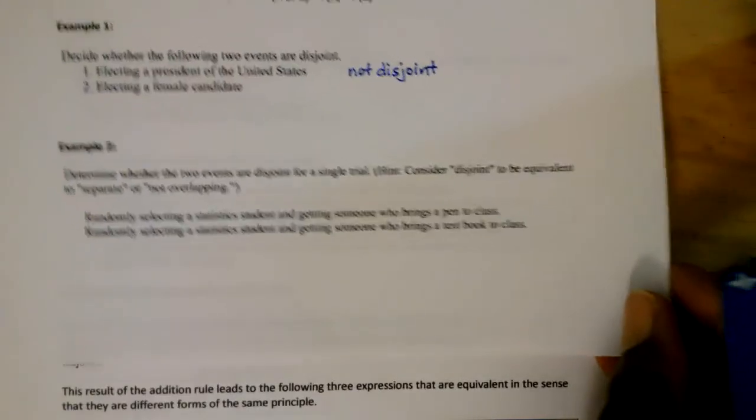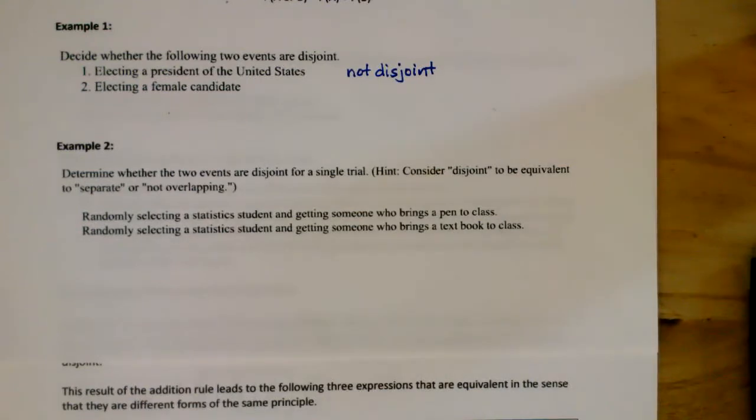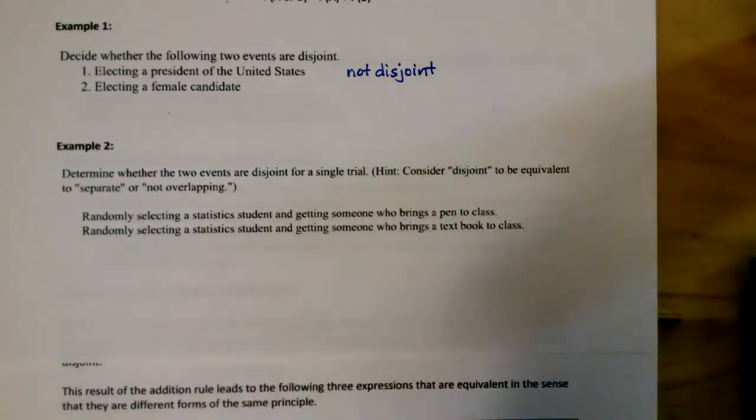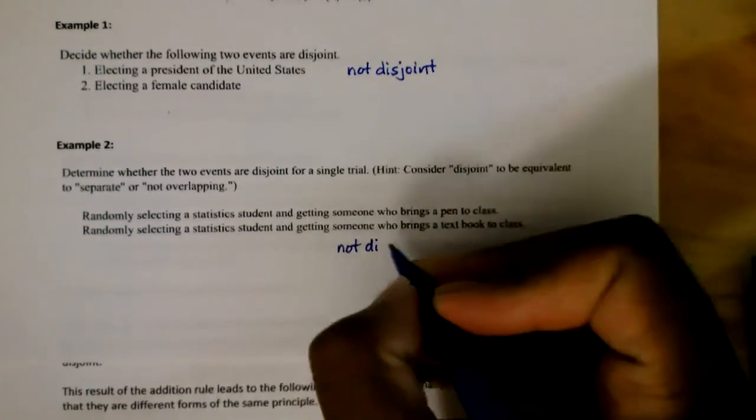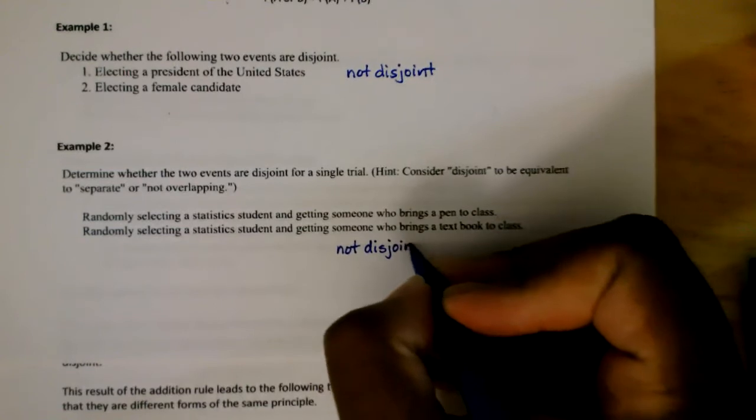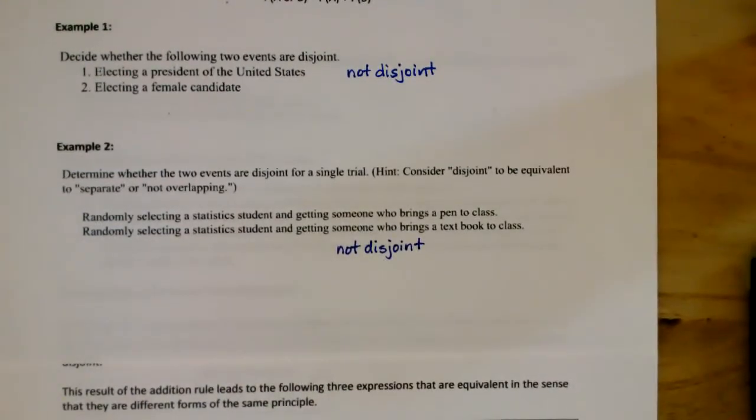All right, number two. Randomly selecting a statistics student and getting someone who brings a pen to class. And then the other one is randomly selecting a statistics student and getting someone who brings a textbook to class. In this case, it is possible that a statistics student could bring a pen and a textbook to class. Those two can overlap. It is possible. So that means these two events here are also not disjoint.